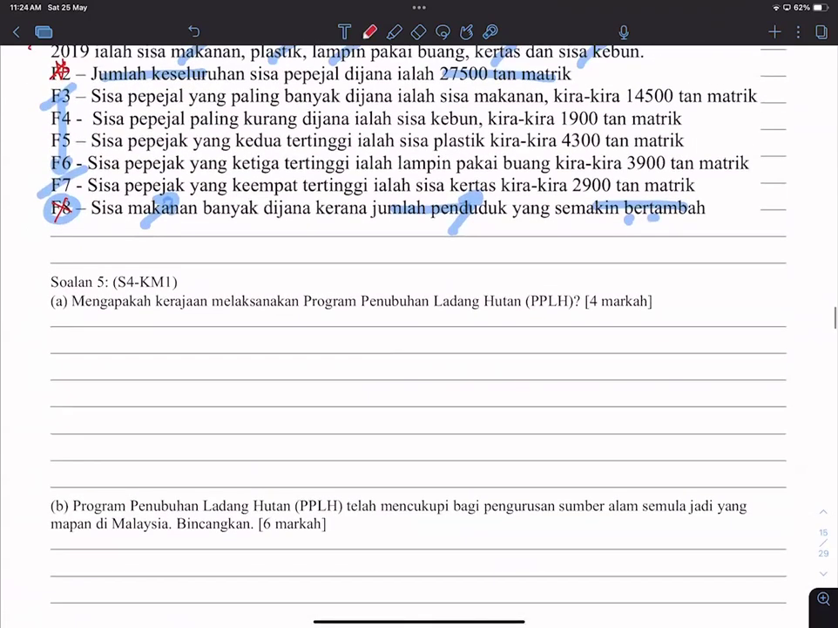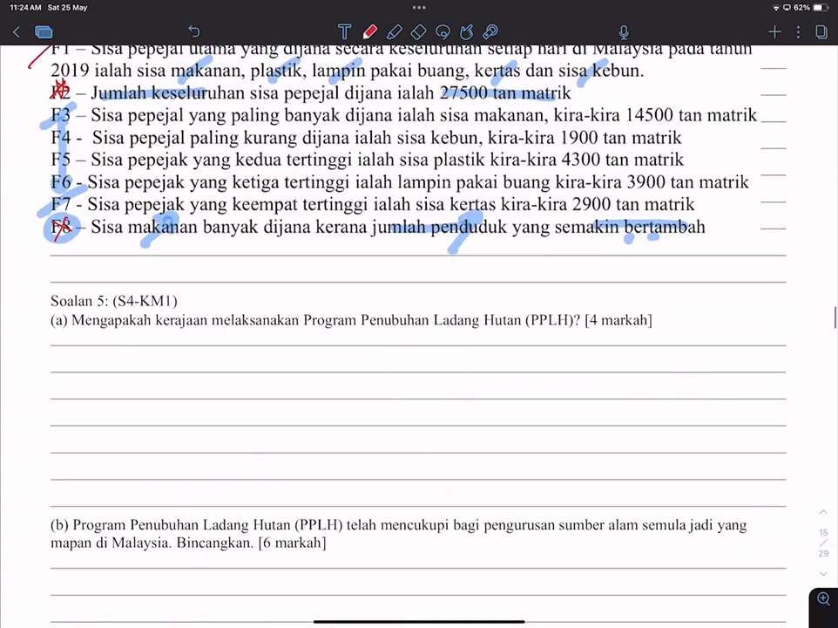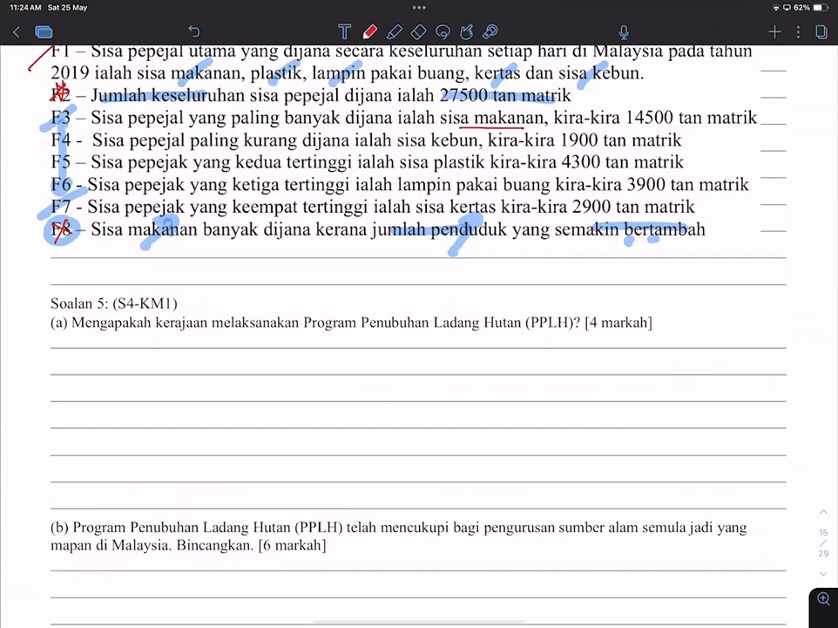So right now for the highest one, sisa pekerja is sisa makanan. That's because of the increasing population. For the least one, they didn't mention sisa kebun is the paling kurang, right? So paling kurang is because of insufficient space, which means kekurangan ruang di satu kawasan.